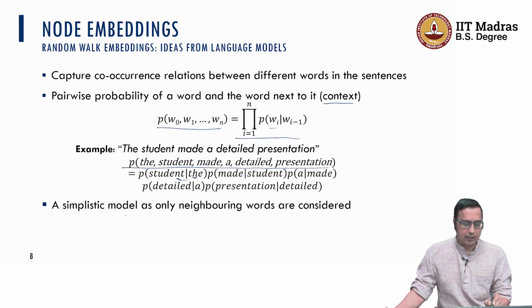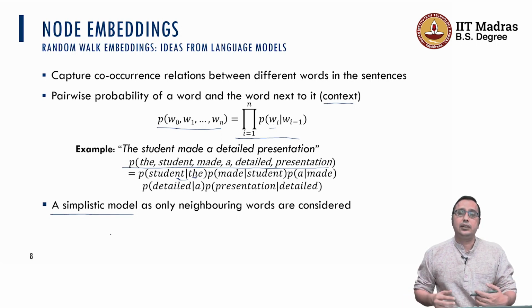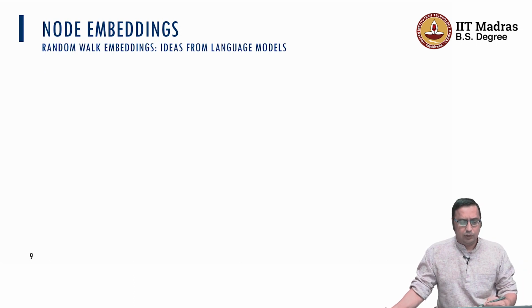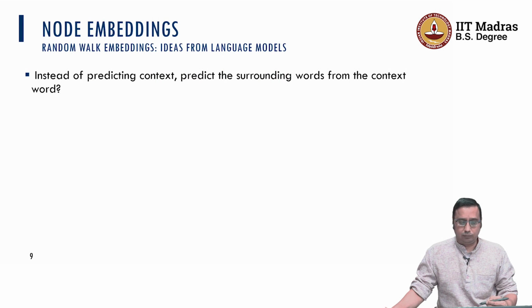Of course, this is indeed a simplistic model, because we are only looking at the next contextual word. The neighbor is only the next one. We are not looking at the neighbor before the current word, or even the words which are second next, third next, or the second previous or third previous word. So now, can we do that? Okay, that is one question.